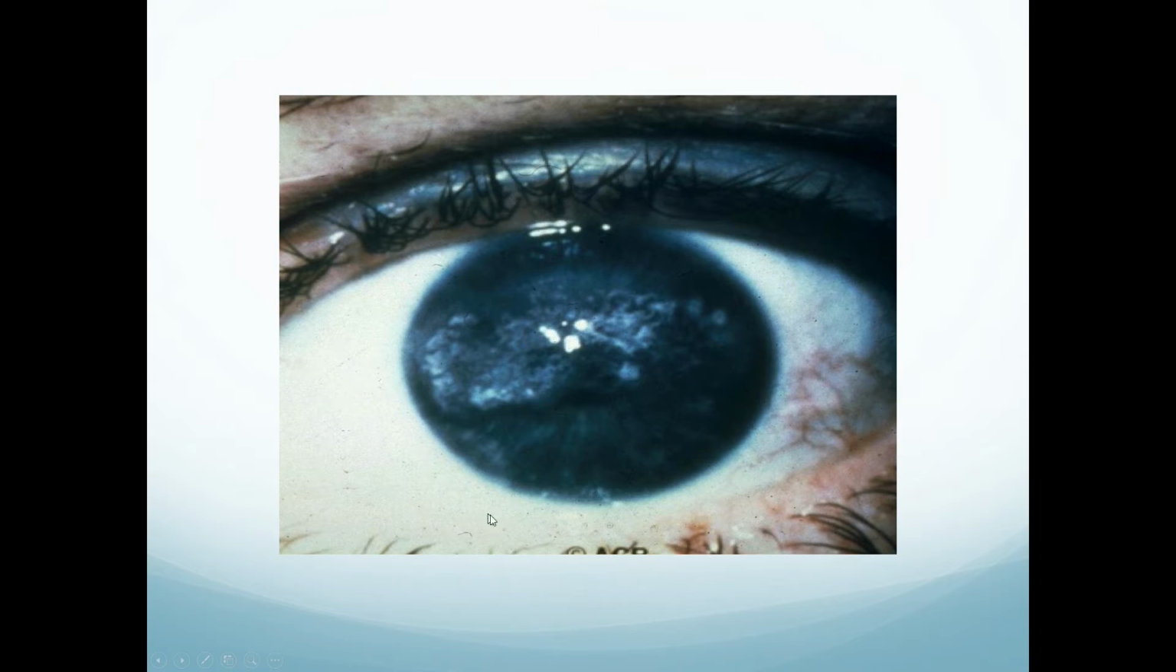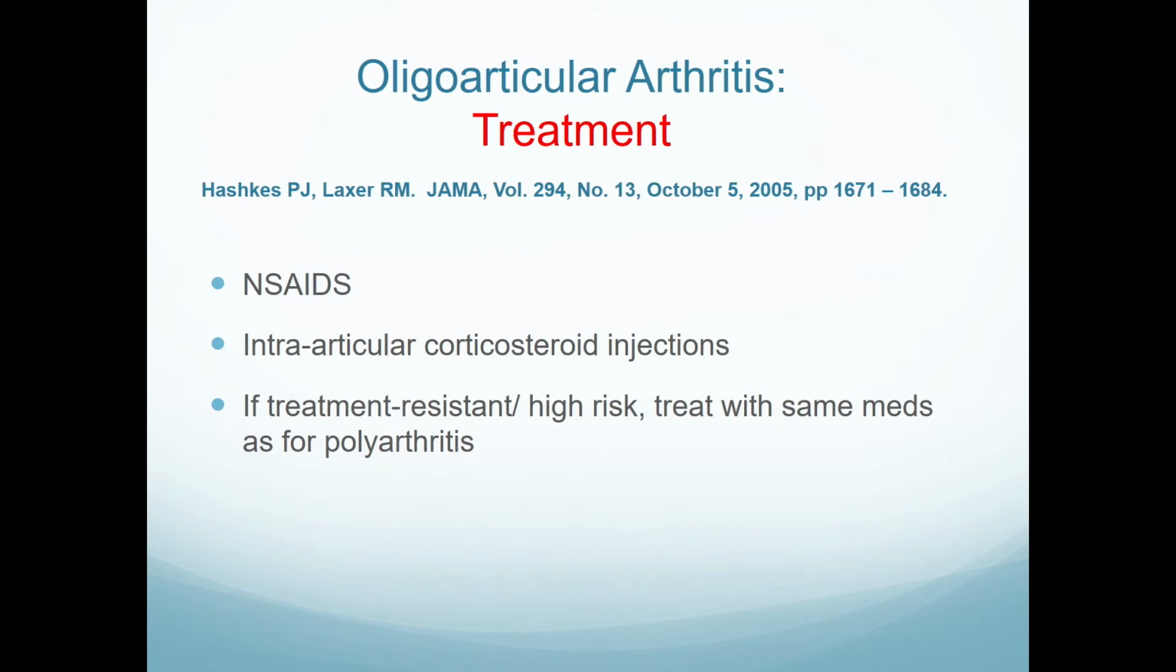Okay, this is band keratopathy. So this is true like calcinosis or scar tissue in the anterior portion of the eye. You cannot see through that. Okay, so what is the treatment for this?